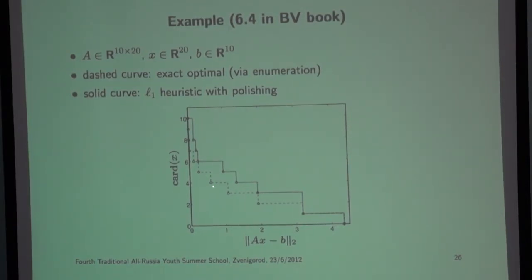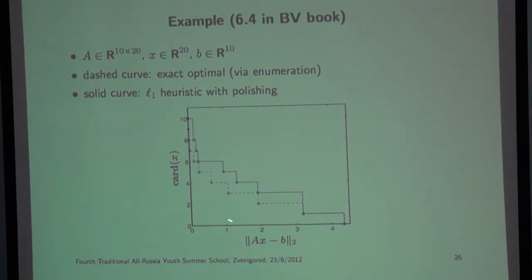This is the exact curve of optimum cardinality versus fit. That's fit. That's cardinality. Now this is what's really cool about this. It's actually kind of amazing. This is the curve you get from L1, not L1 alone, but L1 and then polishing. And actually it tells exactly the right story. It says that it does pretty well.